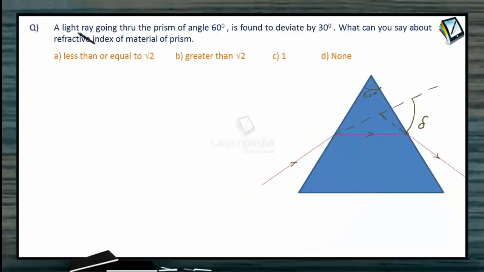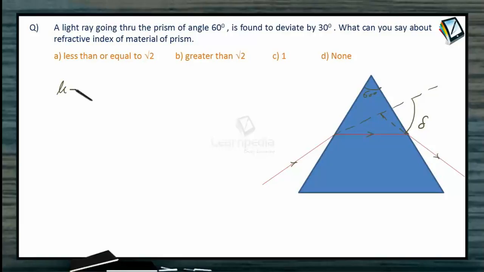Here it is said that a light ray going through the prism of angle 60 degree is found to deviate by 30 degree. What can you say about the refractive index of the material of the prism? This is very limited information, but we have to say something about the refractive index of the material of this particular prism. As we know, there is one entity known as the minimum deviation in case of prism. What is that, and how is that minimum deviation related to the refractive index?